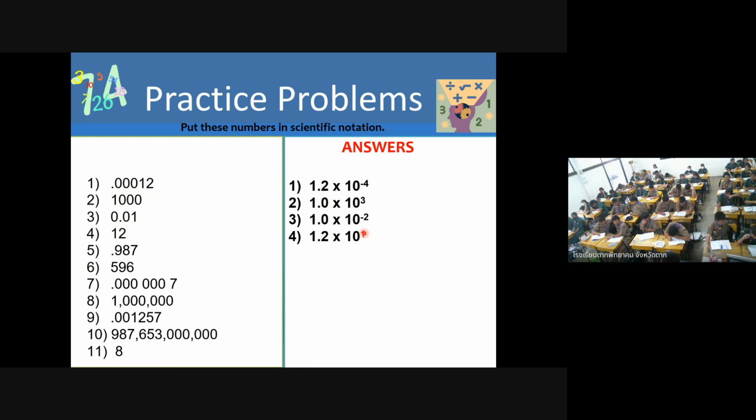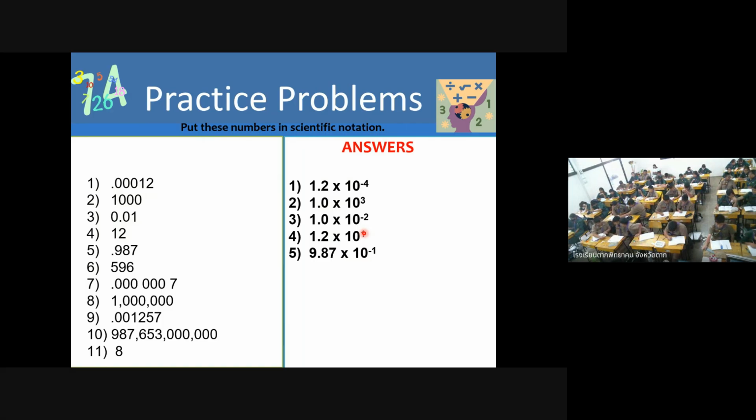Next, number 5, 0.987. What is it in scientific notation? 9.87 times 10 to the power of negative 1. This is the point. You only move 1 time to the right. Check it.